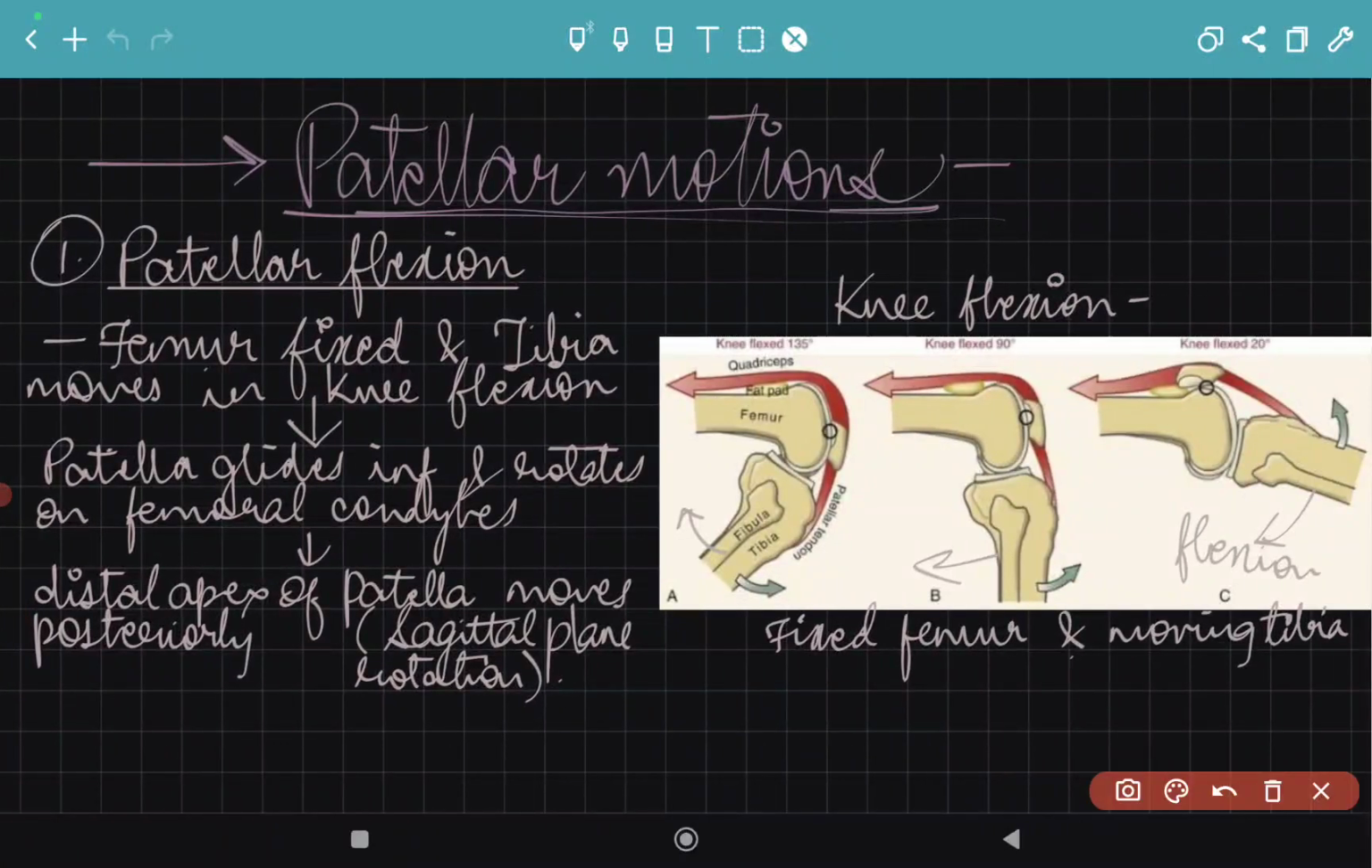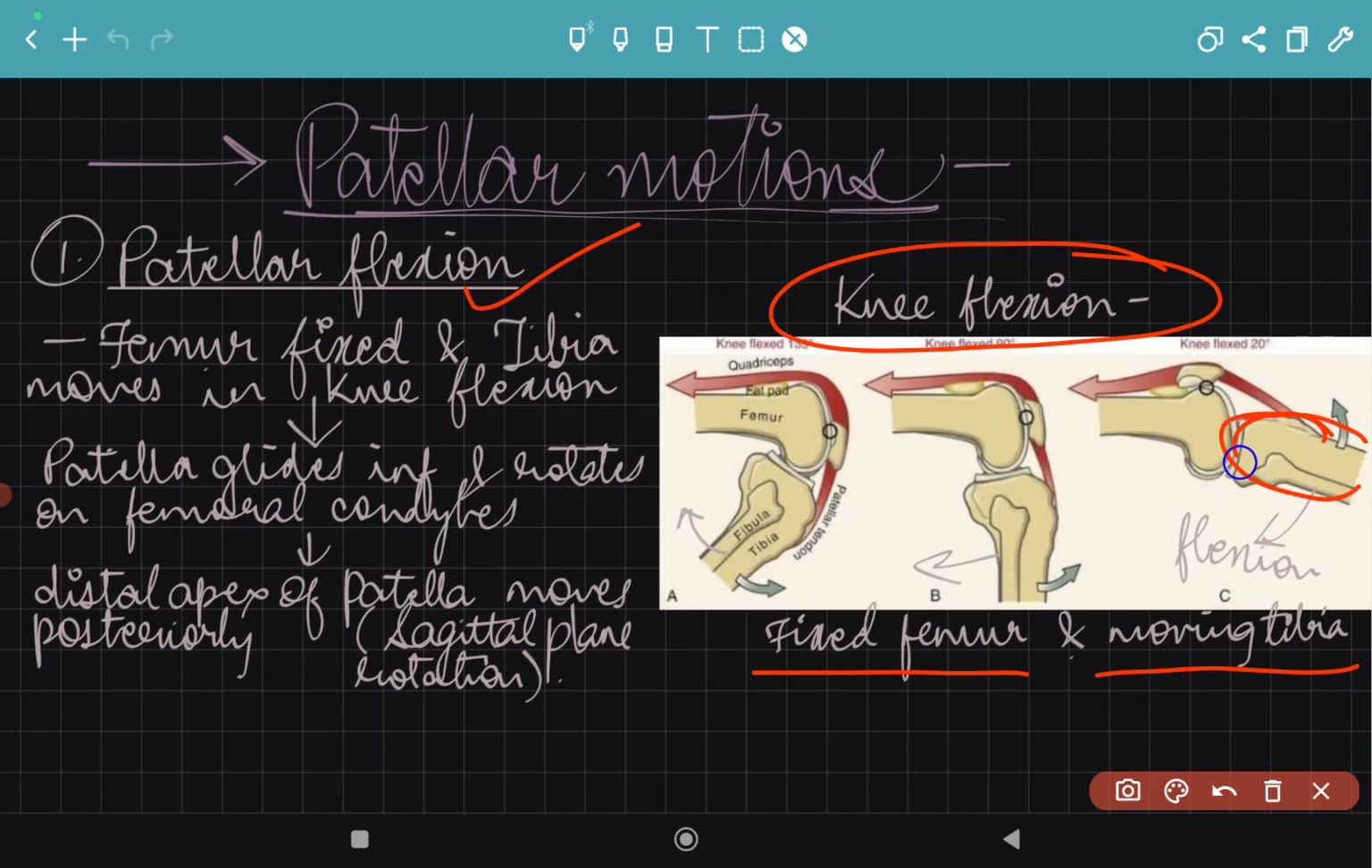Now moving on to movements of the patella, or patellar motions, starting with patellar flexion. With knee flexion, the femur is fixed and the moving part is the tibia. As shown in this diagram, the tibia is going into flexion. We can see the position of the patella at 20 degrees of knee flexion, somewhere here upwards, and it glides downwards slowly as the tibia moves into flexion, and then more inferior glide occurs.